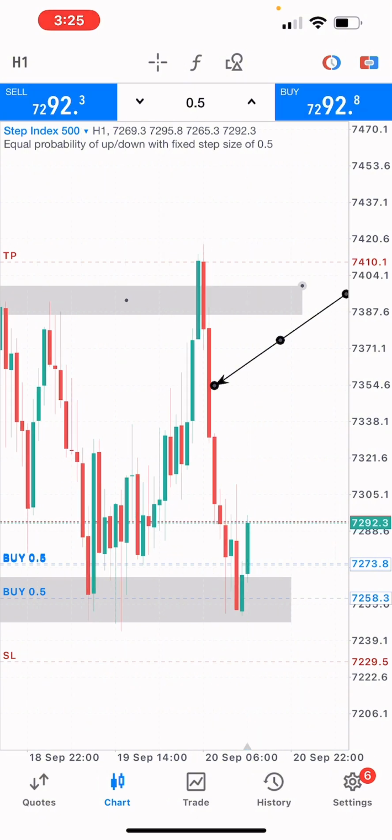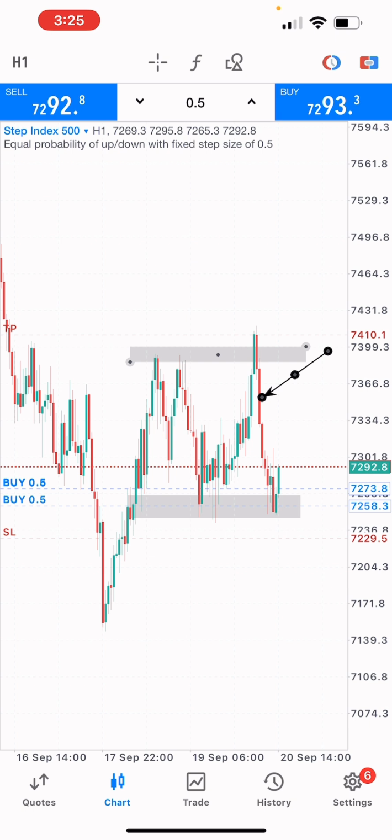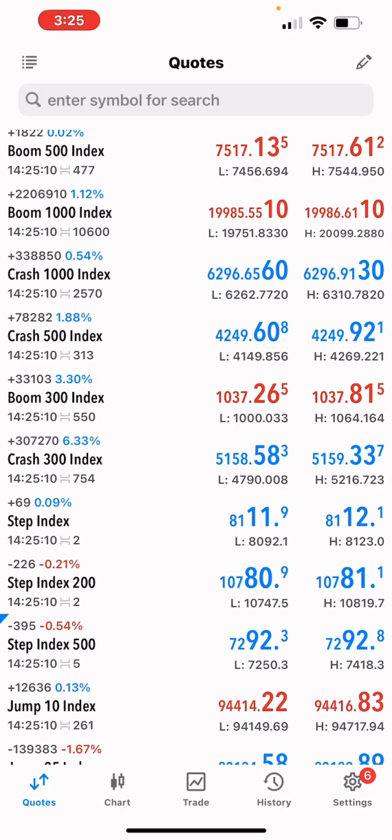It's all based on probability. But if you understand price action, you learn to be patient and let your trade play out. All right, so I'll update you guys as the trade progresses.